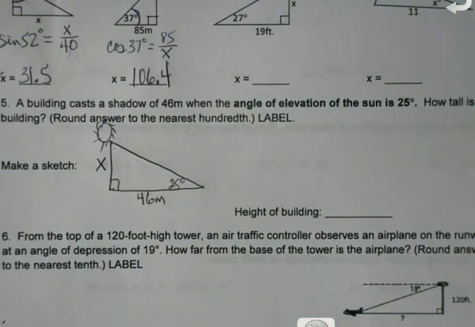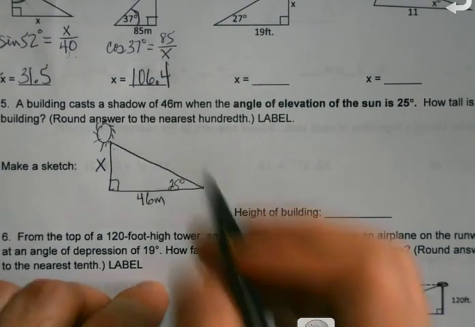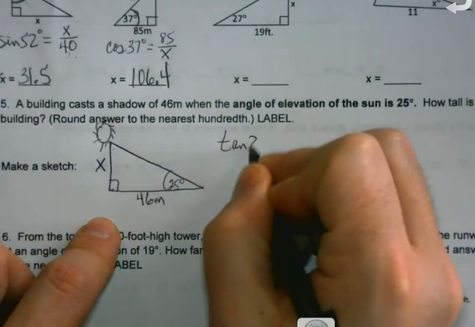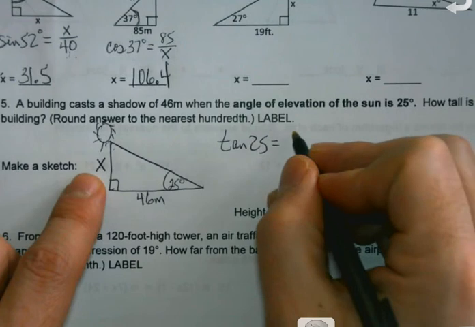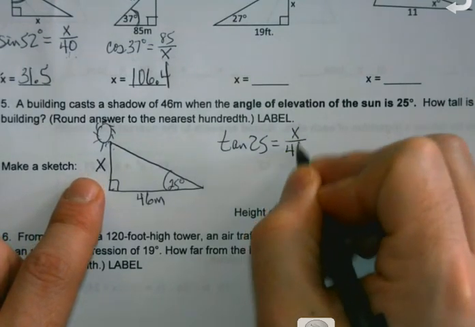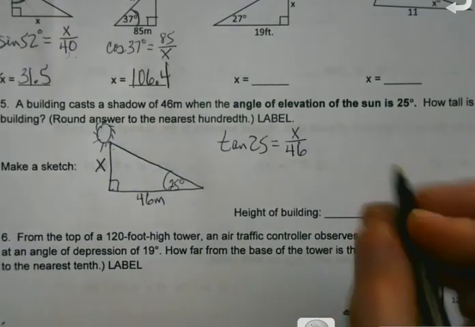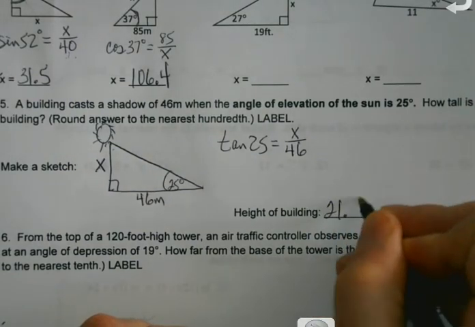How is this going to set up? Tangent, because we've got opposite and adjacent. Good, good, good. Opposite over adjacent. And again, since the number's in the denominator, we're going to multiply. So what is 46 times the tangent of 25 going to be? 21.5.